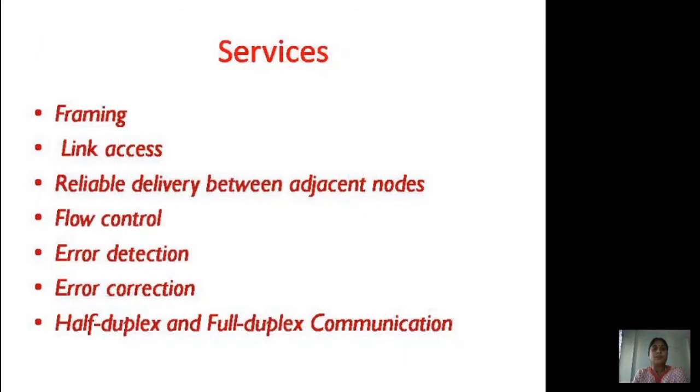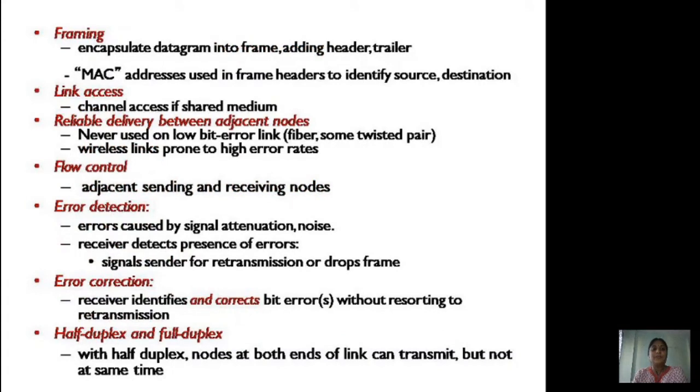The services provided by the data link layer are framing, link access, reliable delivery between adjacent nodes, flow control, error detection, error correction, half duplex and full duplex communication. Framing is nothing but encapsulating the datagram into a frame, that is, adding a header and trailer. Here the MAC address is used to identify the source and destination.